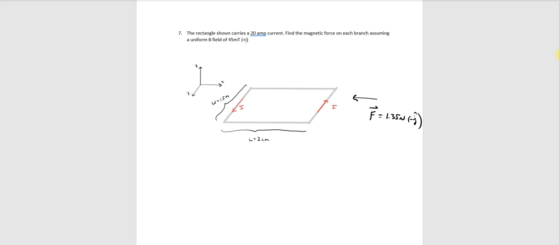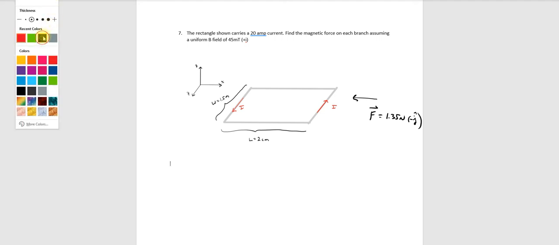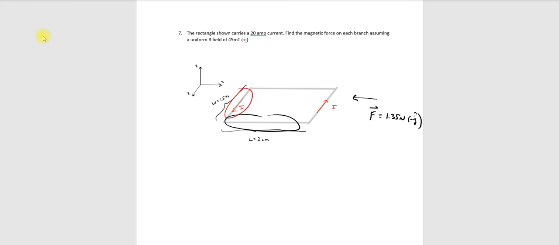Okay, number seven. So let's see. The rectangle shown carries a 20 amp current. So this is an example of what we call current loops. Now, the voltage creating that current is not important for the discussion here. So what you're looking at is this conducting material that carries a current of 20 amps in the direction shown. Find the magnetic force on each branch. So the branches are like, here's a branch, here's a branch, here's a branch, etc. Now, I gave the answer, this arrow means this branch right there. I gave you one of the answers, I'll let you get the rest of them.